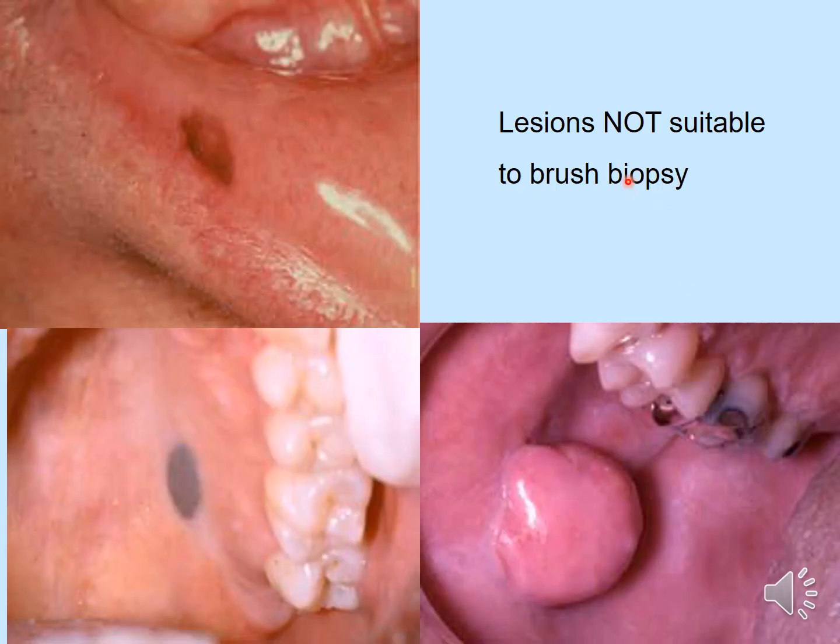Okay, now these are actually images of lesions, as we discussed in the previous slides, which are not suitable for brush biopsy. Okay, so these are two pigmented lesions on the mucosa, and this is a connective tissue growth. So we cannot do a brush biopsy because you will not be able to get representative tissue to be able to come up with a diagnosis.